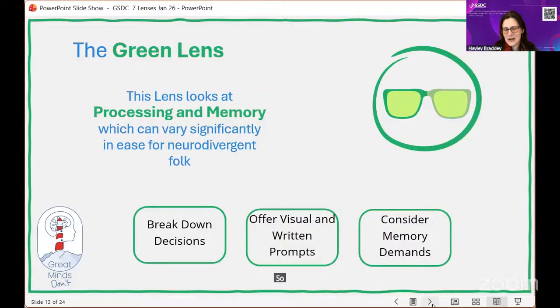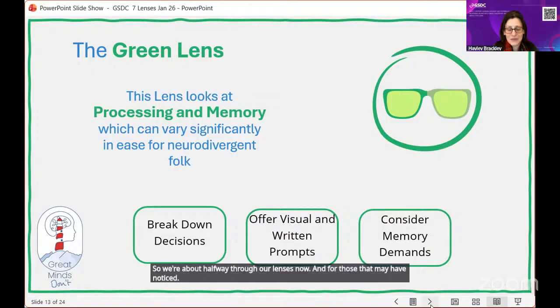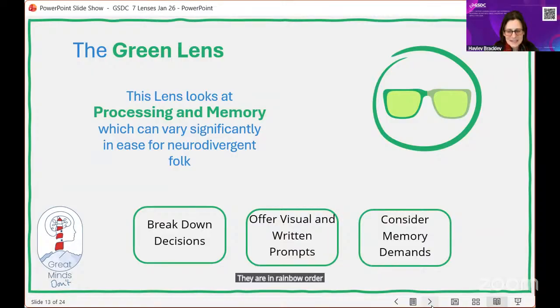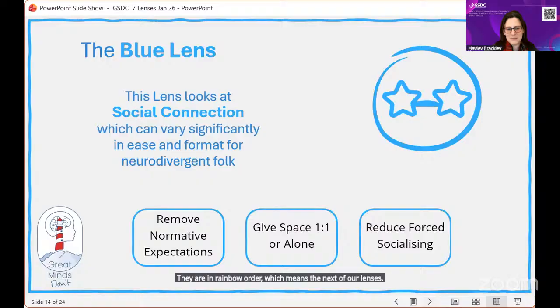So we're about halfway through our lenses now. And for those that may have noticed, they are in rainbow order, which means the next of our lenses is going to be the blue lens. Now, this blue lens looks at social connection. Social connection is around how we connect with each other, how we interact, and how we just be in a space together.